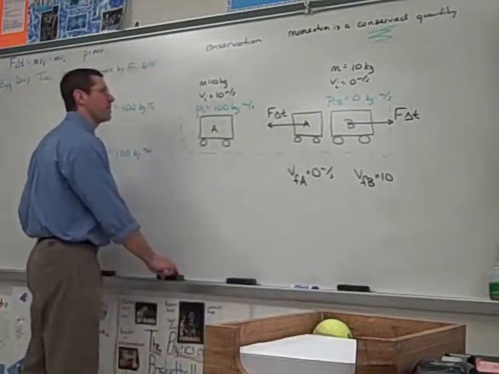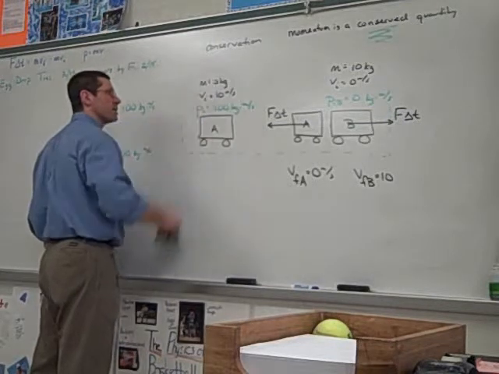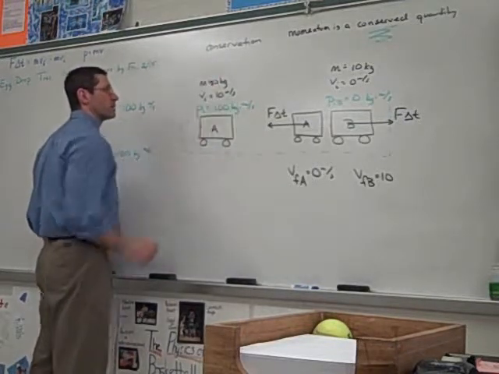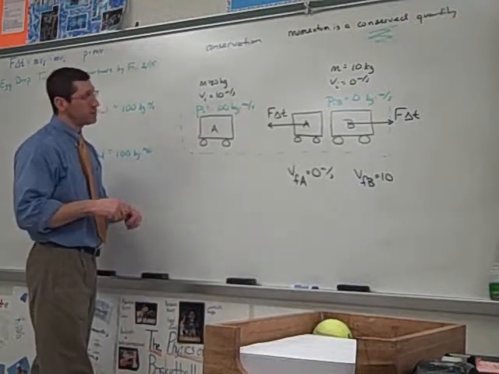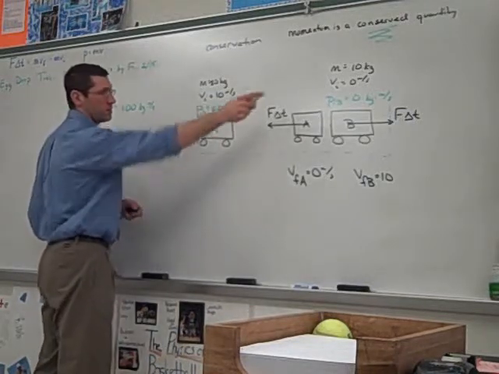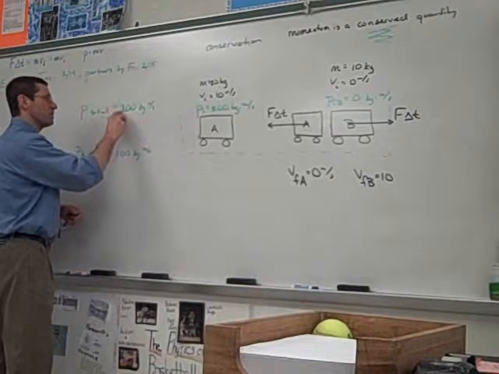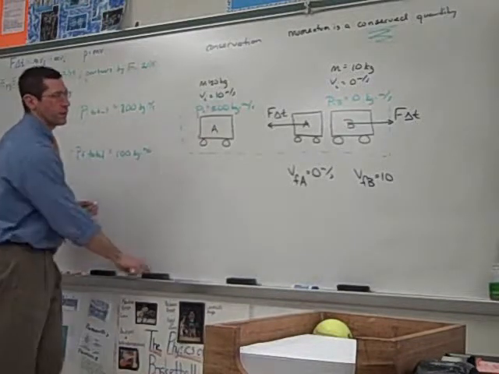So then M times V for B needs to be 100, because there's going to be 100 in the system. Let's change it. Let's say the mass of A is 20. So what is the initial momentum of A? 200. B is still at rest, so the initial momentum in the system is 200.